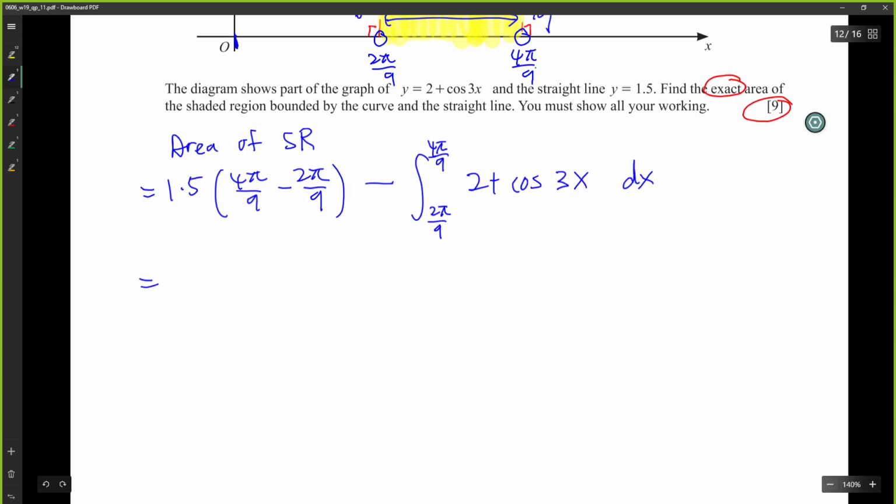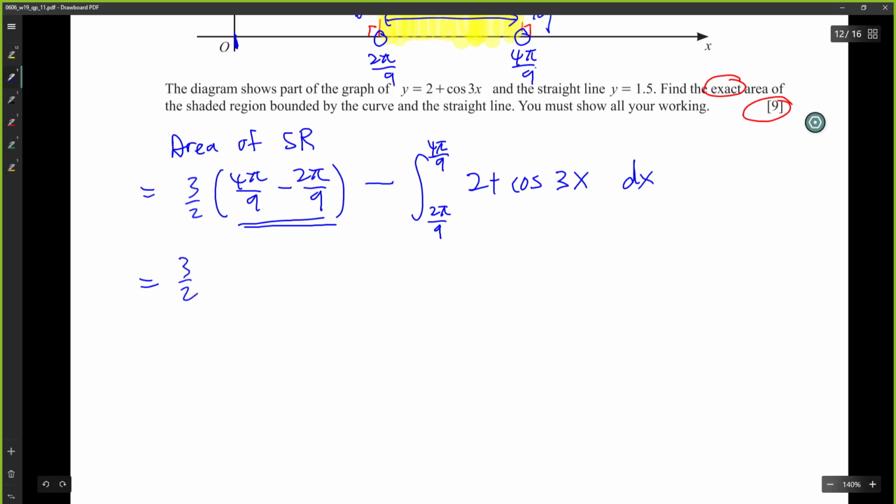Because they want exact form, you cannot leave this one in decimal. I don't care if you like it or not, you need to solve it. If you want to do it manually, you can change 1.5 to 3 over 2, or you ask the calculator to change it for you, because we need to live in the simplest form, the exact form. So yeah, this is 2 pi over 9.